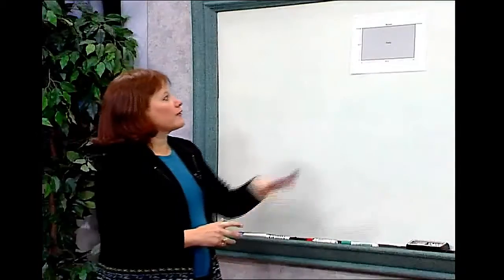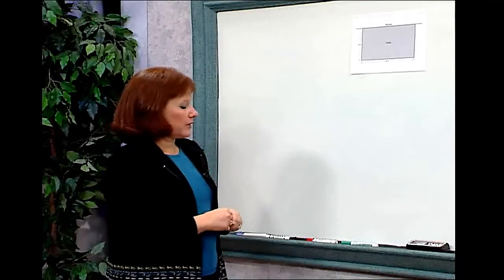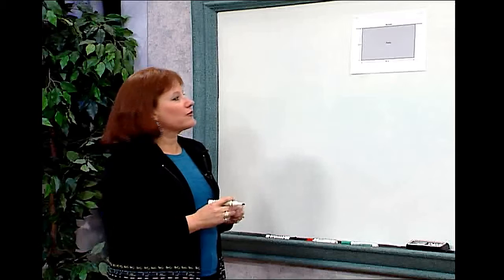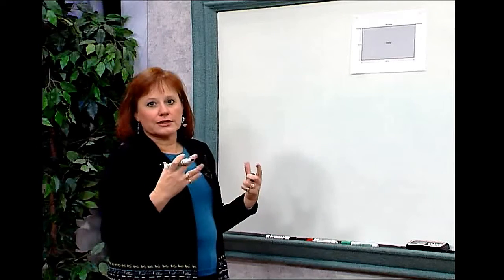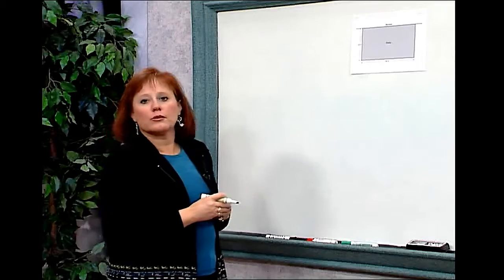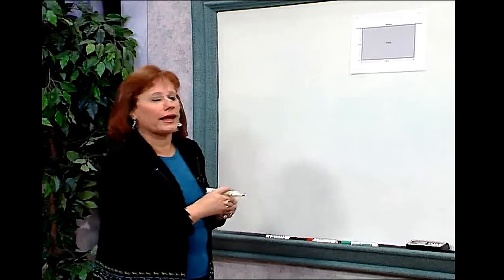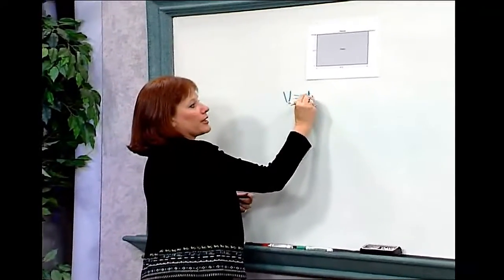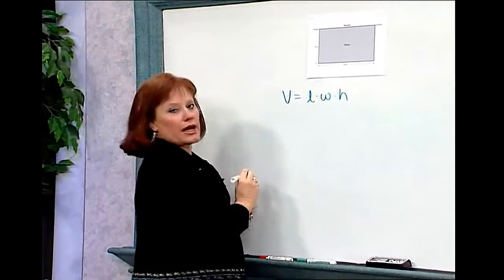In order to do this problem, I need to figure out the volume of concrete that I need for my patio. I know that my patio is 12 feet by 18 feet and it is 4 inches deep. So the very first thing that I need to do is find out the volume of concrete that I'm going to need to build this patio. Since it's a rectangular prism, I know that the volume is given by length times width times height.